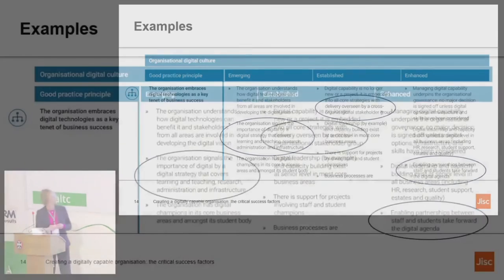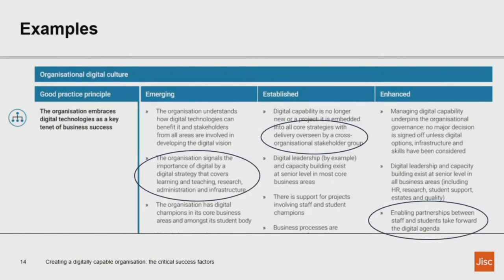So just by way of a couple of examples, I know you won't be able to read the detail, but hopefully you can pick up a model. One of the principles around organisational culture is that the organisation embraces digital technologies as a key tenet of business success. And so there are some indicators in the model around the development of a digital strategy, around the importance of that cross-institutional stakeholder group who drives the agenda, because we know that it impacts on all areas across an organisation. We need to have people from estates, from HR, from careers, academic, research, all in the conversation, thinking through how this is going to be driven forward.